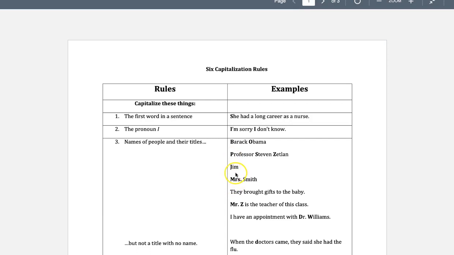Jim is someone's first name. Mrs. Smith. MRS period tells us that this is a woman and that she is married. And this is her last name. So if you have something like Mr. or Mrs. or Miss or Ms., they must all be capitalized.